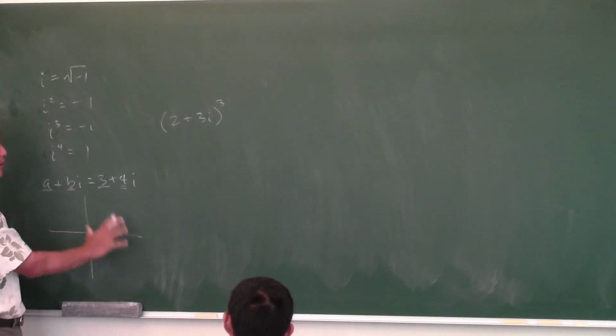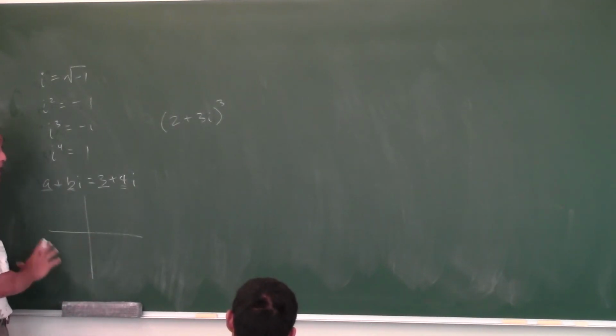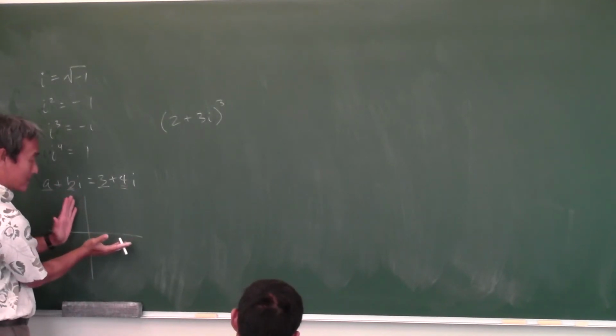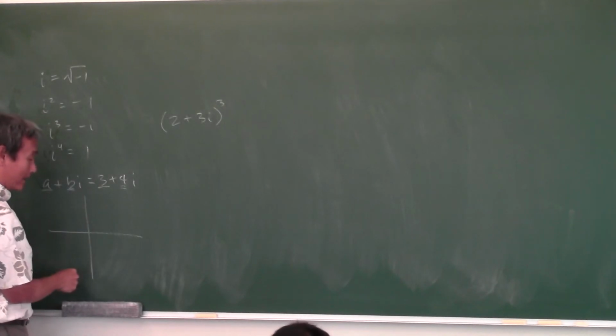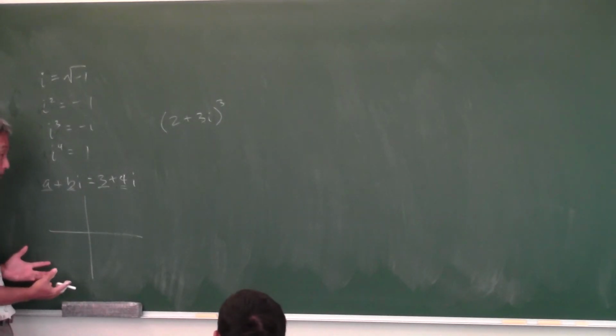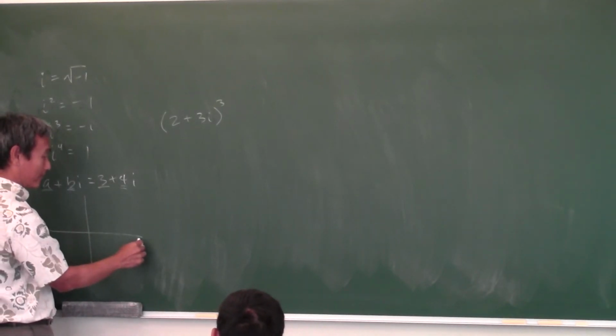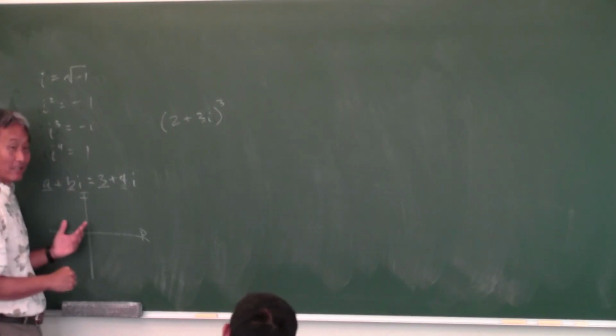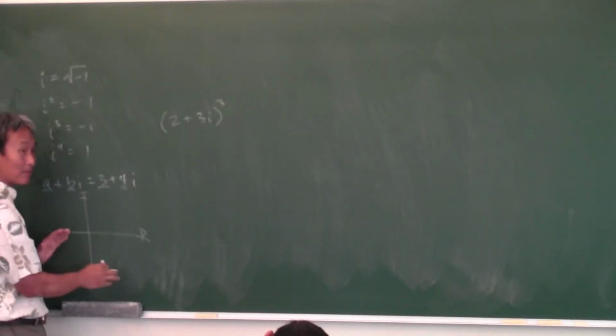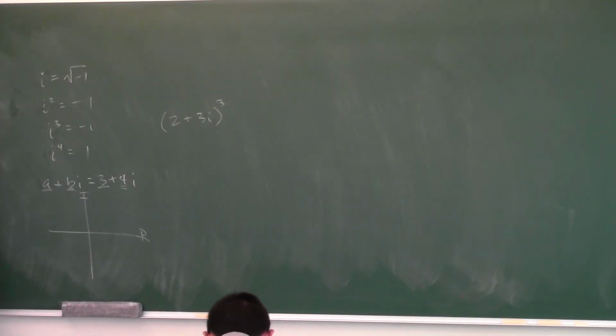Now normally we work in the Cartesian plane. In the Cartesian plane, what are these axes? The x and the y. But in the complex plane, we have the real and imaginary axes. This is the complex plane. We graph complex numbers this way.